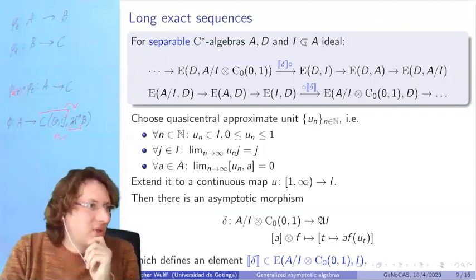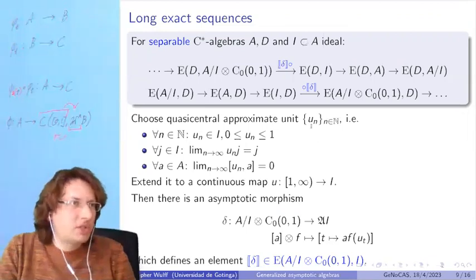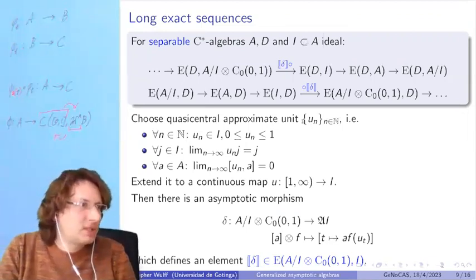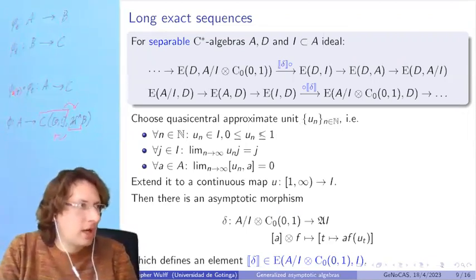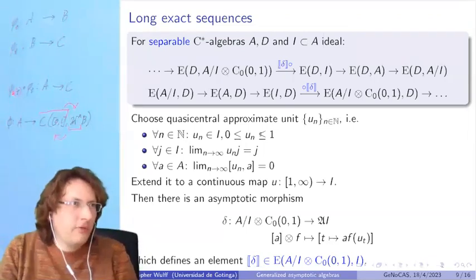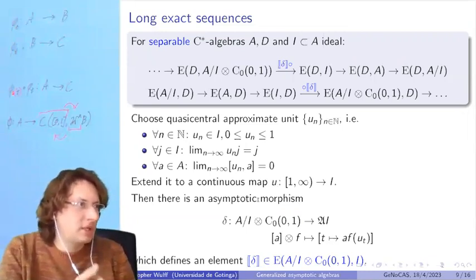I don't know if that was your question, but in general, there are direct constructions of quasi-central approximate units. For example, one can take all elements u between 0 and 1 and order them with a partial order, then you've got a directed set. And if A and I are separable, then you've got this net, and you find a cofinal subsequence in there, and this subsequence is the quasi-central approximate unit.